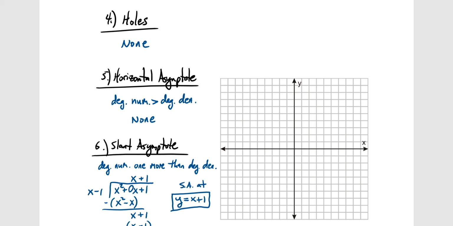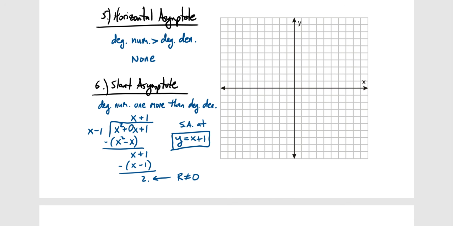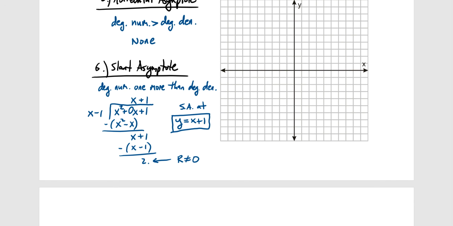For the holes, we didn't cancel any common factors, so there's no holes. There's no horizontal asymptote because the degree of the numerator is larger than the denominator. But for a slant asymptote, the degree of the numerator is 1 more than the degree of the denominator, so there could be a slant asymptote. So we check by doing long division. We divide numerator divided by denominator. We get a quotient up here of x plus 1, and we get a remainder that is not equal to 0. So that means our slant asymptote is y equals the quotient, which is y equals x plus 1.